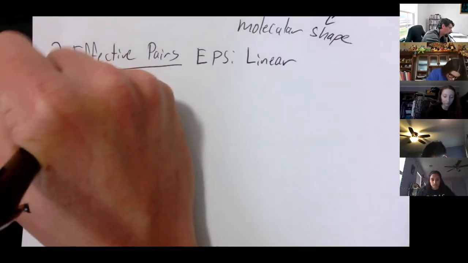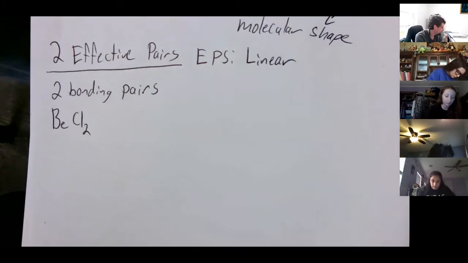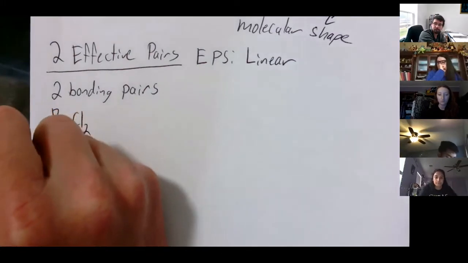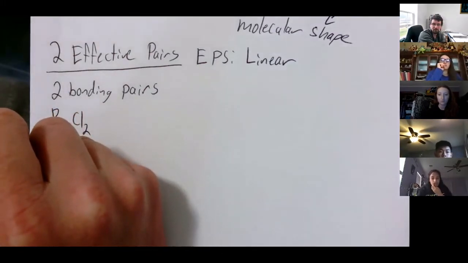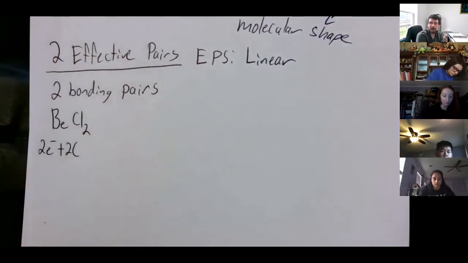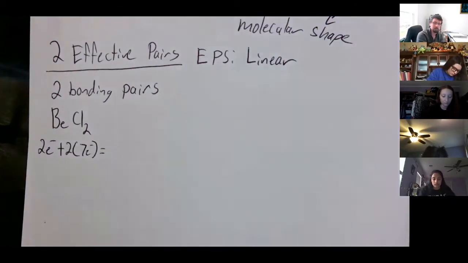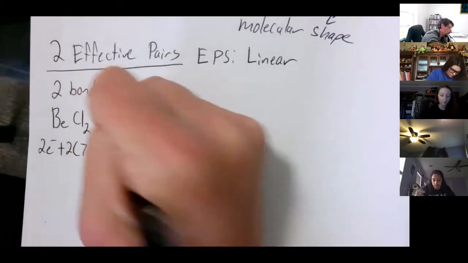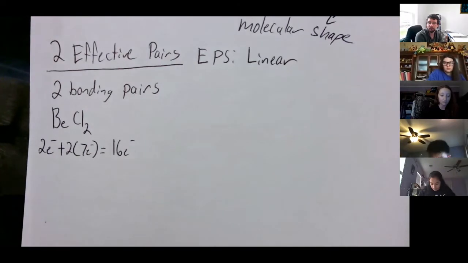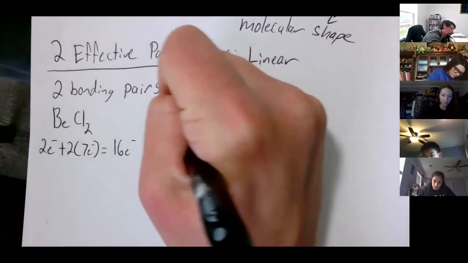Let's consider one of our examples, beryllium dichloride. Okay, how many valence electrons does beryllium have? Anybody know? 2. Yep, 2. Plus 2 times, how many does chlorine have each? 7. Yep. Total of how many valence electrons then? 16. Yep. Okay, what's the central atom in this case? Beryllium? Mm-hmm. Draw some bonds. Okay.